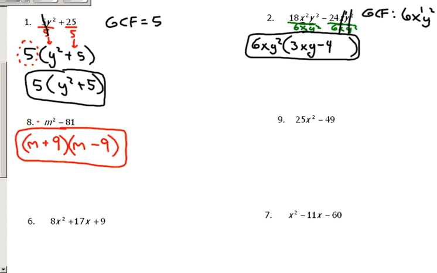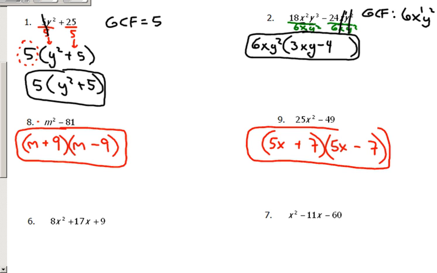Similarly in 9, there's a minus sign. Good, two terms. Good, 25 I can root, and 49 I can root. That's all good, so I know it's going to be 2 parentheses. If I square root 25x squared, I get 5x and 5x. If I square root 49, I get 7, so I put 7 and 7 there. First one plus, second one minus. Problem's done.